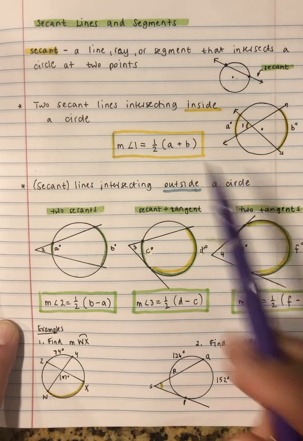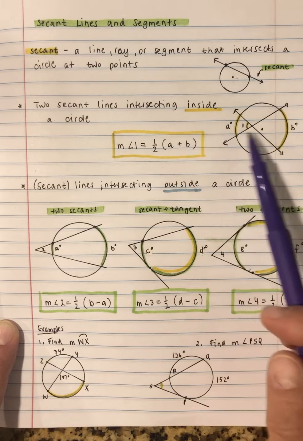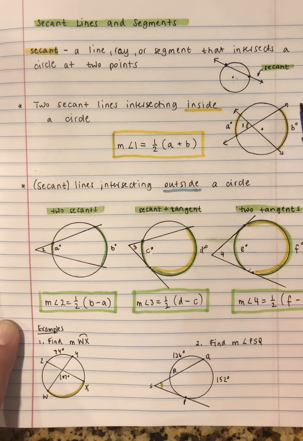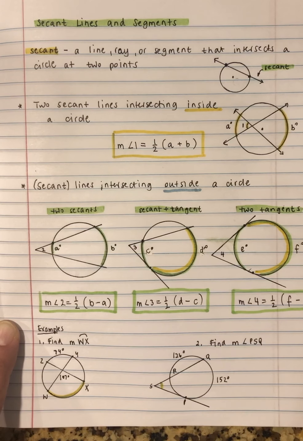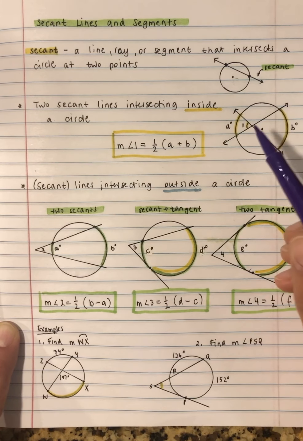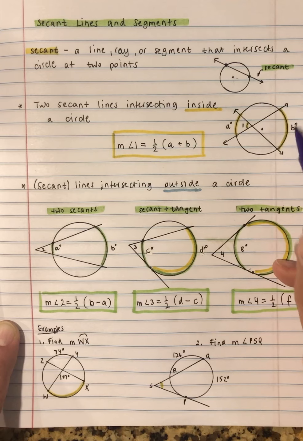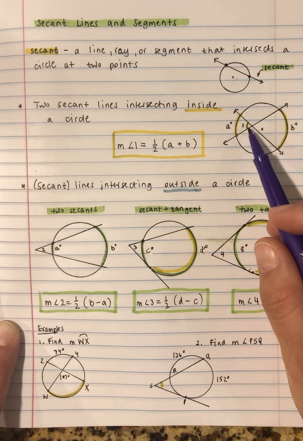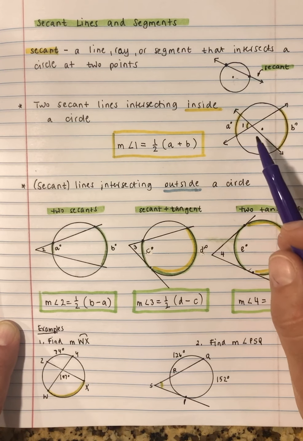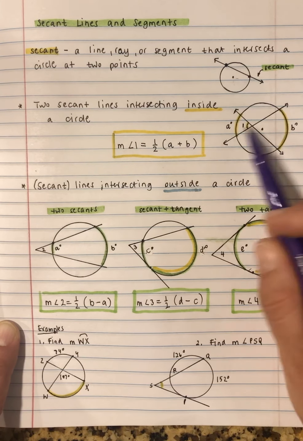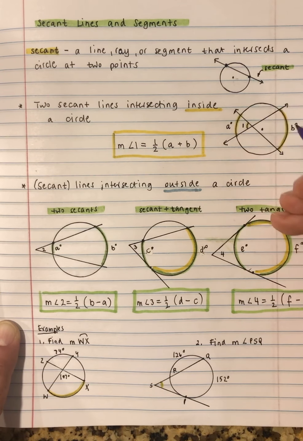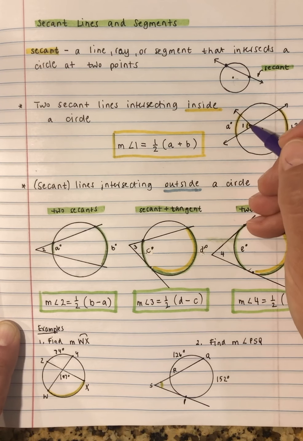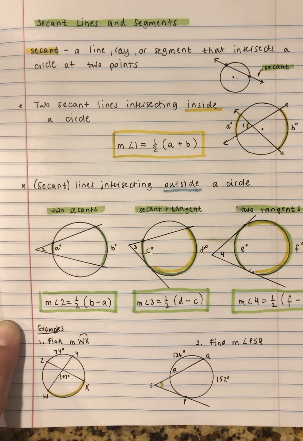Case one, the lines will intersect inside the circle. As you can see, these two lines intersect inside the circle. The measure of the angle where the two lines intersect is equal to half the sum of the two intercepted arcs. So these two lines form these two arcs A and B. The sum of those arcs divided by 2 is the same as the measure of this angle.